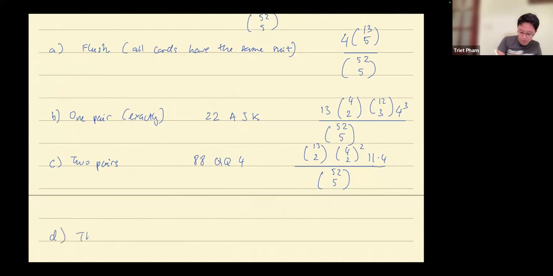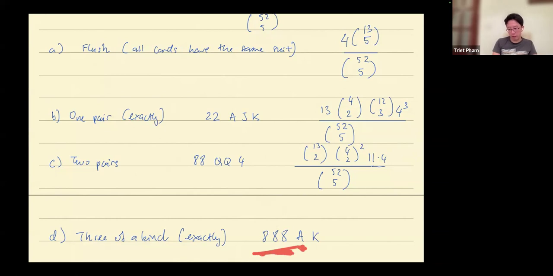D, three of a kind. Three of a kind must also be exactly three of a kind. The reason is you want something like 8, 8, 8, but then the remaining cards must be different, like an ace and a king. Because if you're not careful, you can include the last card being the same, which is four of a kind, or these two cards being a pair, which means it's a full house.